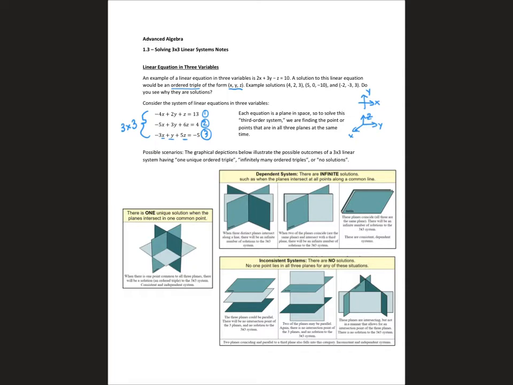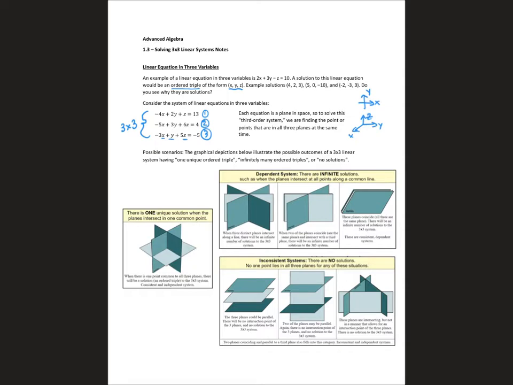Recall that for lines, either they intersect in a point, are parallel, or are the same line. Likewise, if we have three planes, either they intersect in a point, a line, they don't intersect at all, or they are the same plane. Therefore, when we solve a 3 by 3 linear system, we can expect to find that the solution is going to be a point, a line, no solution, or a plane. We're going to go ahead and consider these possible scenarios below.